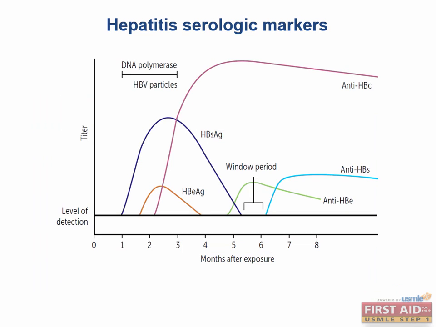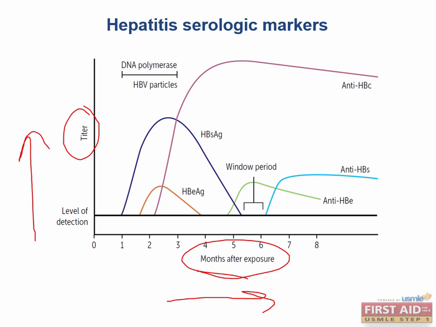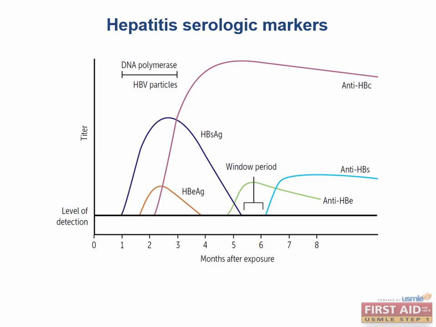Here's the most important image to know for our discussion of the hepatitis B serologies. This graph depicts the levels or titers of the antigens and antibodies on the y-axis in relation to the months after exposure on the x-axis. It is important to know that this graph depicts the normal and healthy response to hepatitis B infection, ultimately resulting in a disease-free state. So now let's go through the graph together.